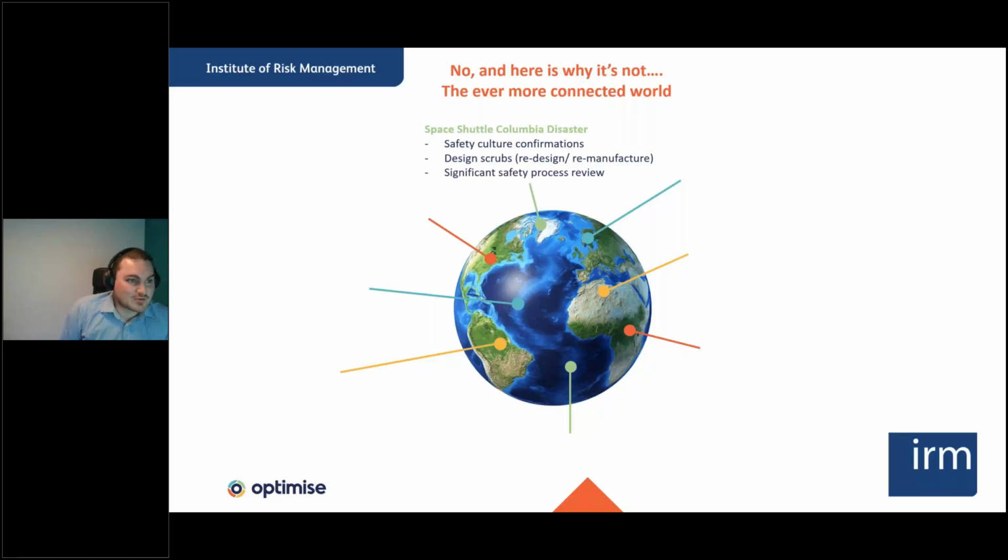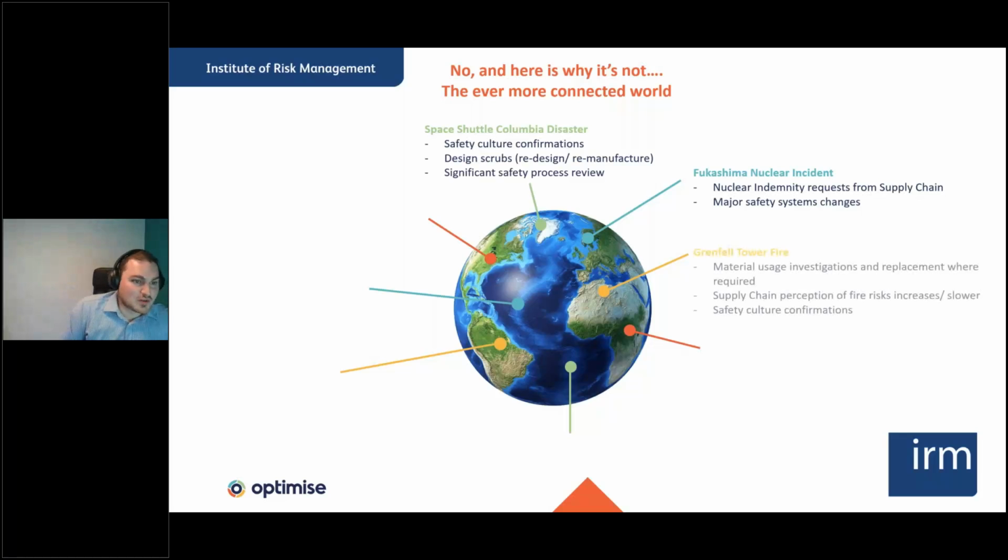We were looking at design scrubs, redesign, remanufacture of assets coming out of the learning from why the disaster happened. There were significant safety process reviews. There were big safety culture confirmations across the globe because organisations were scrambling to make sure that something like that wasn't going to happen to them. Fukushima, another prime example. We had nuclear indemnity requests from supply chain partners across the globe. Anyone working in the nuclear industry was really worried about how it was going to impact our ability to engage with the supply chain. There were major safety systems changes across the world as a consequence.